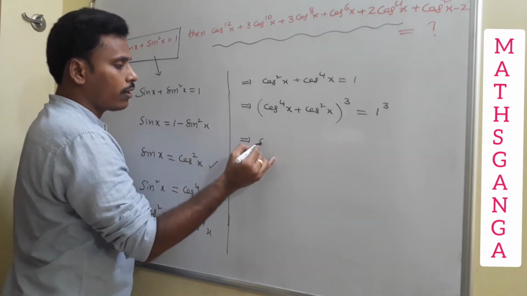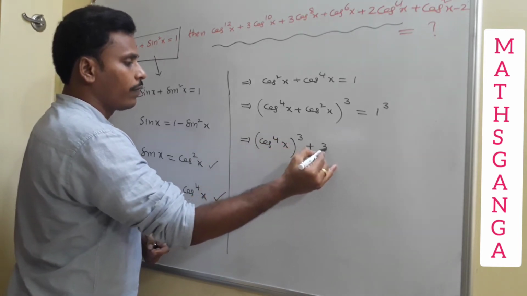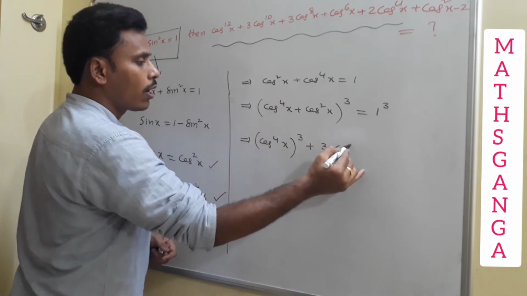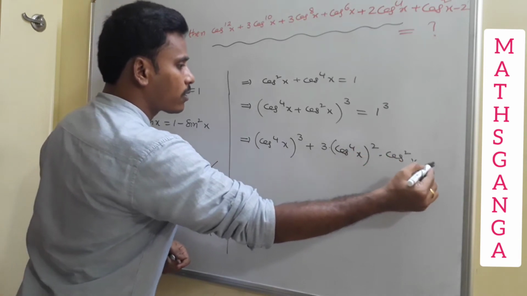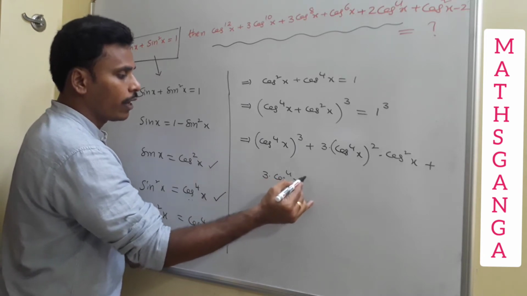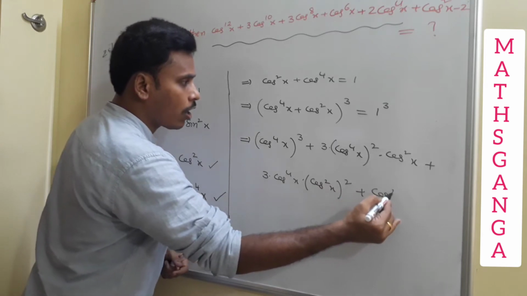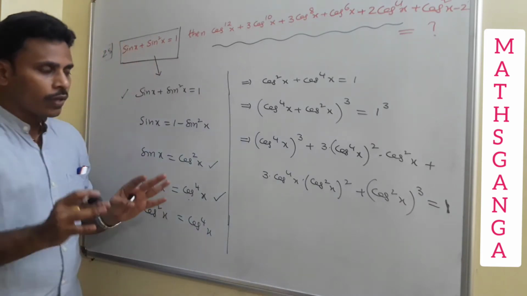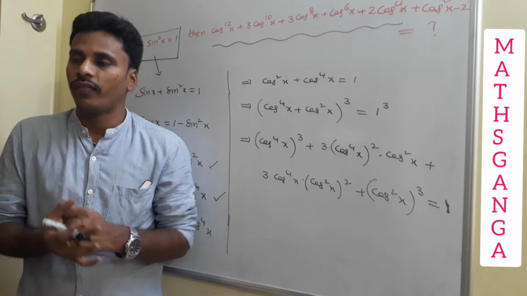Cube of the first term, (cos⁴x)³, plus 3 into, see, a³ + 3a²b, 3 into (cos⁴x)² into cos²x, plus 3 into cos⁴x into (cos²x)², plus (cos²x)³ is equal to 1. Just have a look at this. What I did is I just used that (a + b)³ formula, that's it.